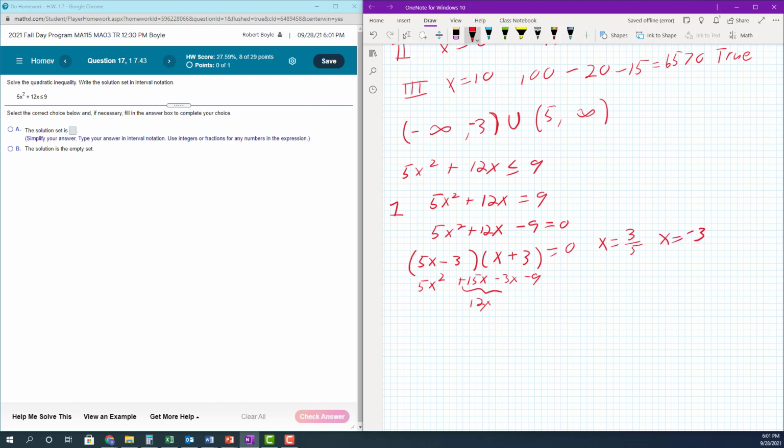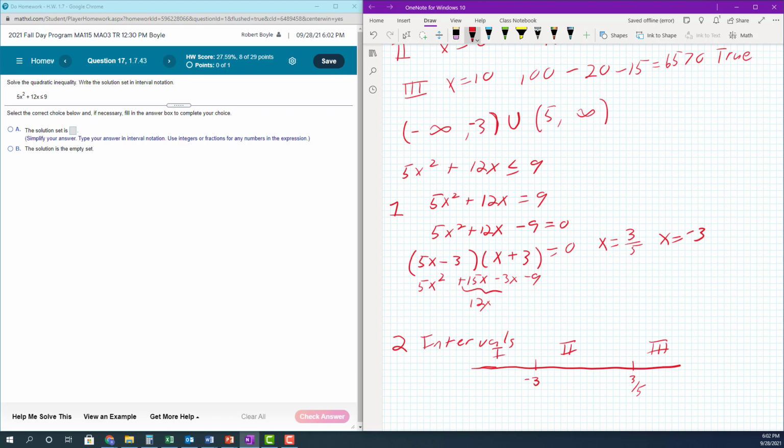So for step number 2, you want to draw out the number line and find our intervals, more or less. Here is negative 3. Here is 3/5, which is actually also 0.6. And now we need to test our intervals. And of course, we're going to have intervals 1, 2, and 3.